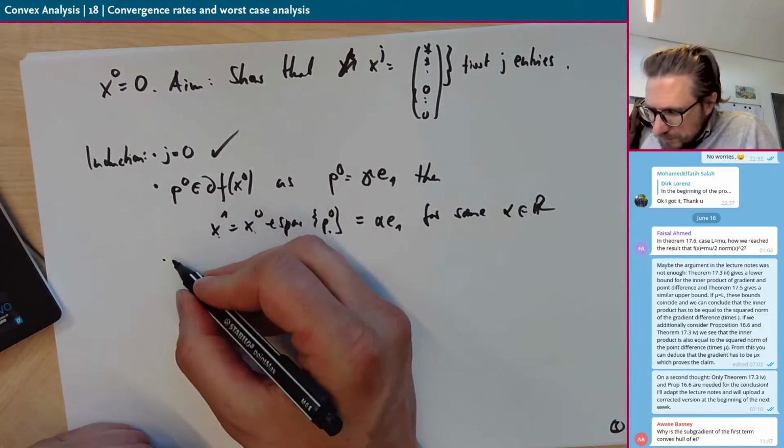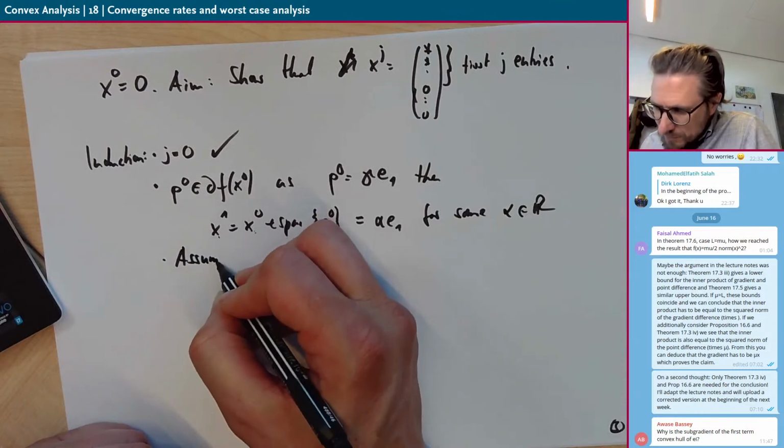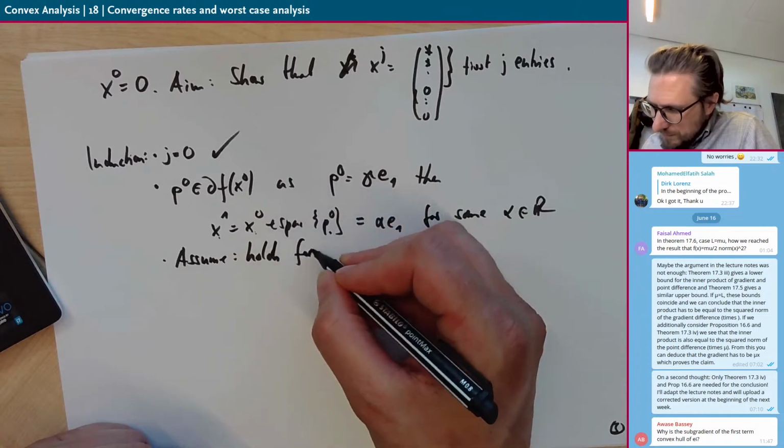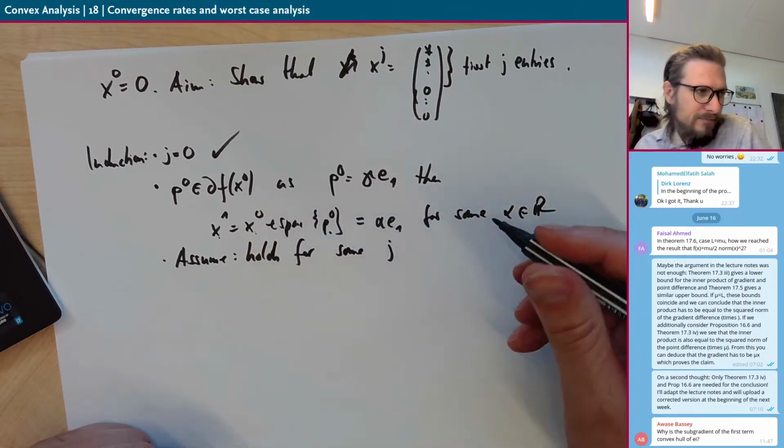Okay, now assume, so this was actually not necessary, now assume our claim holds for some j.